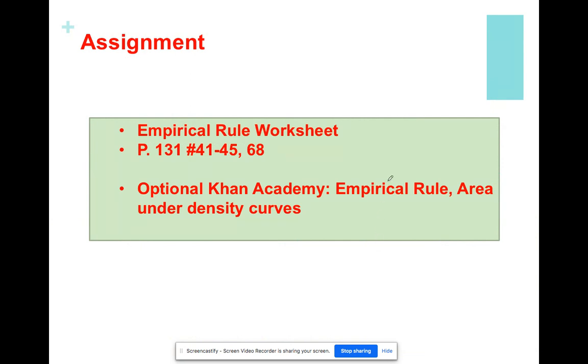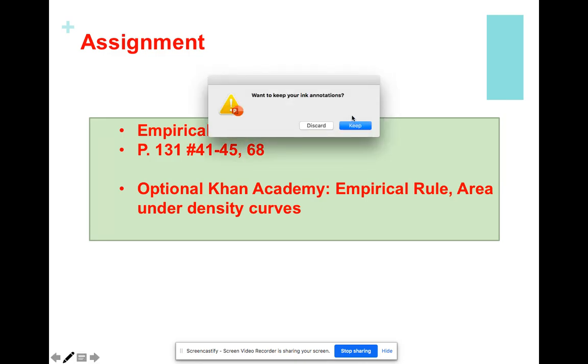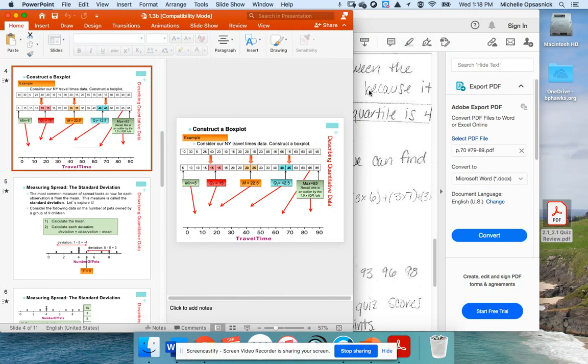So I'm going to walk you guys through a few problems in this empirical rule worksheet before you're done for the day. And then for homework, you'll finish that worksheet and then work on the book work. So let me go ahead and switch to the worksheet here.